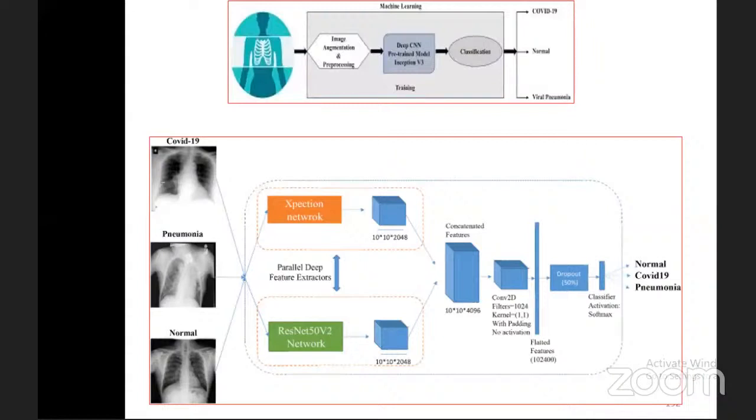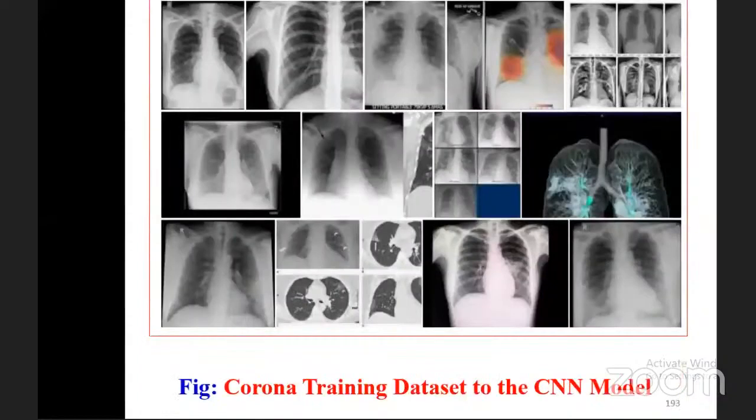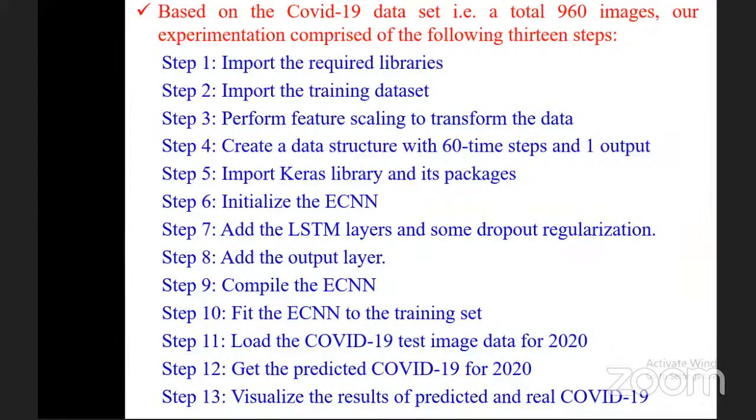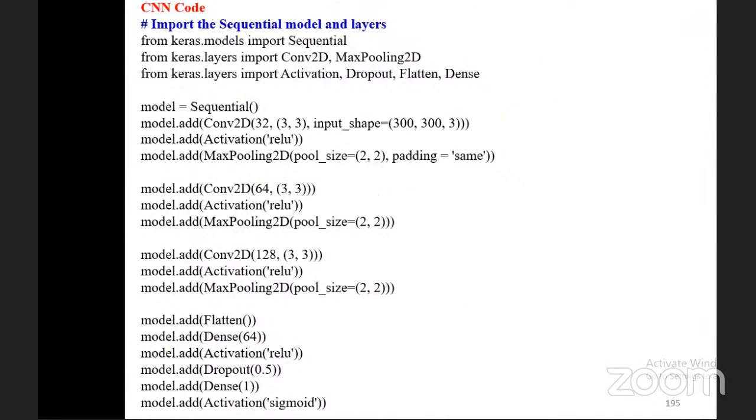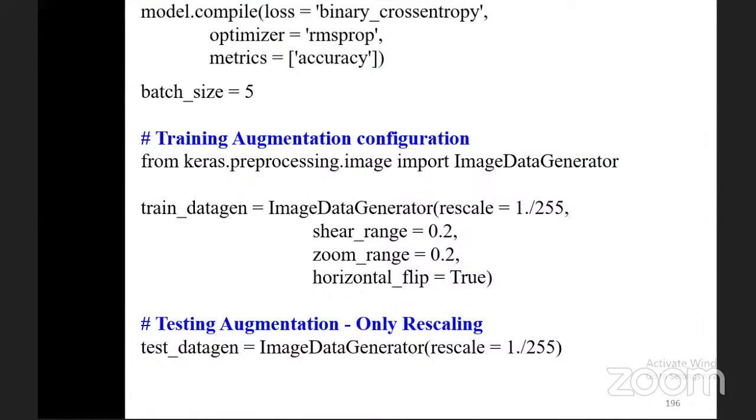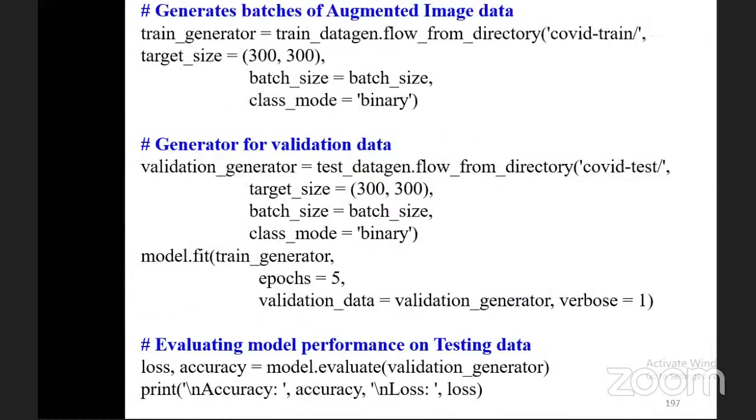Normal image, COVID-19, pneumonia. This is the training data set I have taken. And this is the algorithm I applied in Python. Then this is the code I'm going to share with you. My dear friends, I'm going to share this code with you. I'm using the Keras library, which is a very fantastic deep learning framework, especially in Python. Then I use the sequential function, dropout, activation function, flatten, dense, then training augmentation configuration, then testing augmentation, then training augmentation, which generates batches of augmented image data.